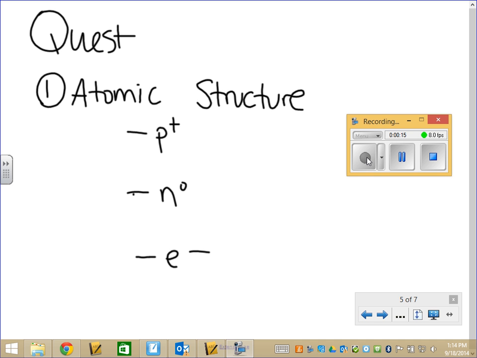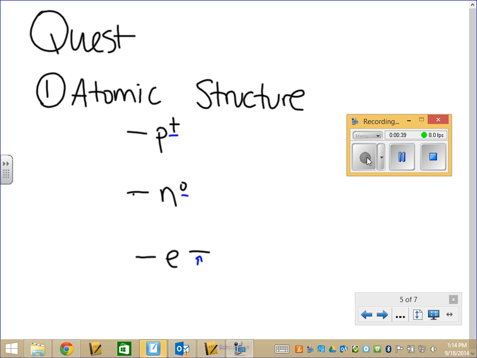And you'll notice that I wrote down the symbol for protons, neutrons, and electrons. That's because you need to know something about each of them. You need to know, first of all, their charge, which I indicated by writing the symbol for them. Protons are positive, neutrons are neutral, electrons are negative.